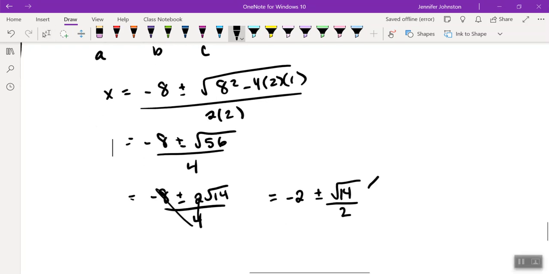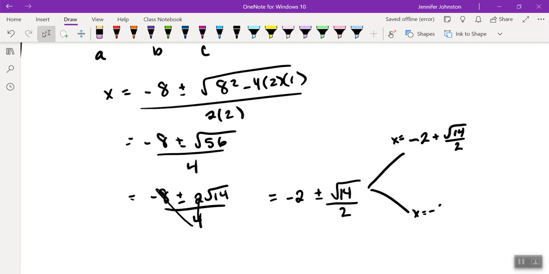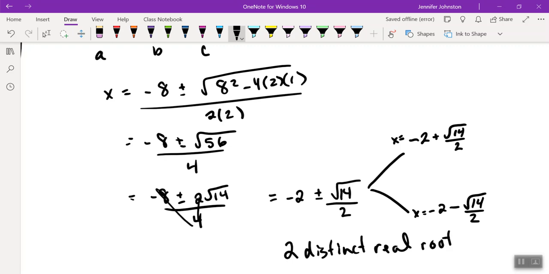So we have x is equal to negative 2 plus the square root of 14 divided by 2, and x is equal to negative 2 minus the square root of 14 over 2, meaning that we have two distinct real roots. There's nothing that's negative under the square root sign, so that means we have a positive result showing that they're two distinct real roots. All right, that's it.